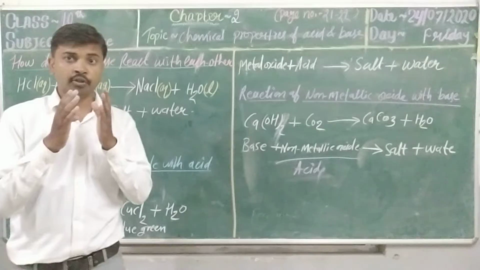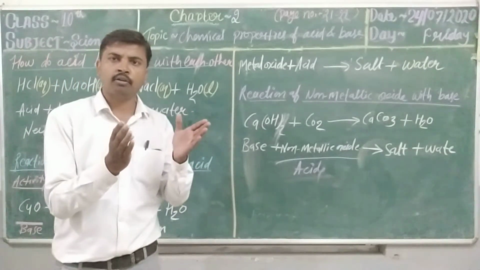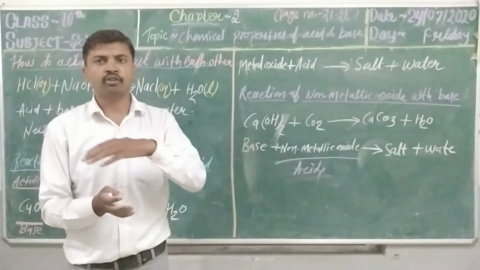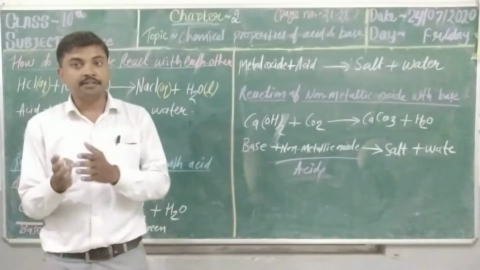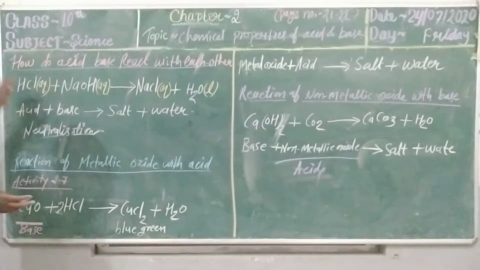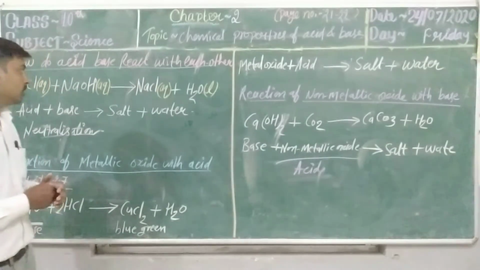So today, in the last video we discussed the reactions of different compounds with acid and base. And today we see what will happen when acid and base react. So how do acid and base react with each other?